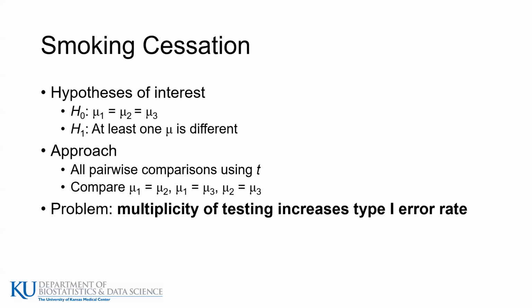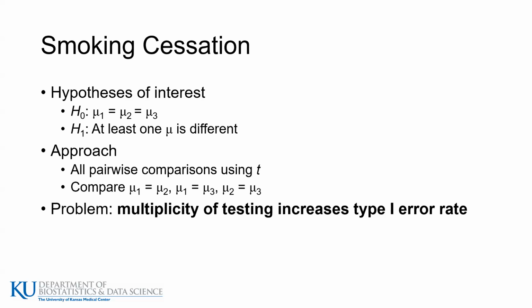So here we're not identifying which treatment is the best. We just want to know if there's some difference somewhere in the treatments. Oftentimes we might be tempted to conduct all pairwise comparisons using t-tests. So we might break this down into 3 tests, one comparing group A to group B, one comparing group B to group C, and one comparing group A to group C.